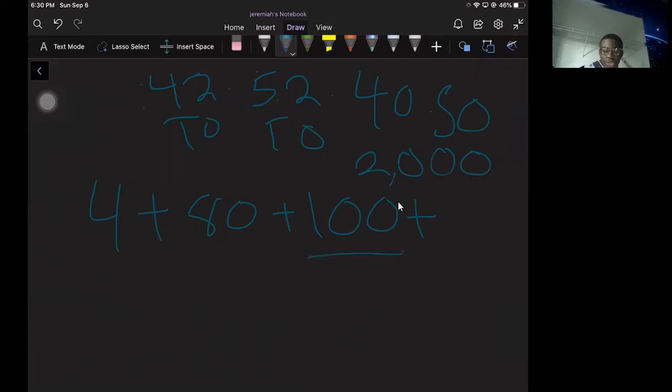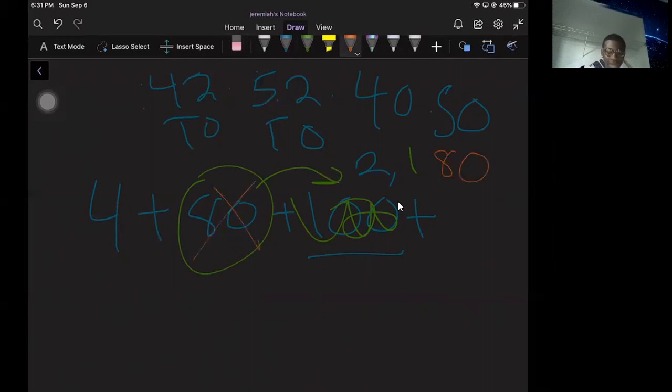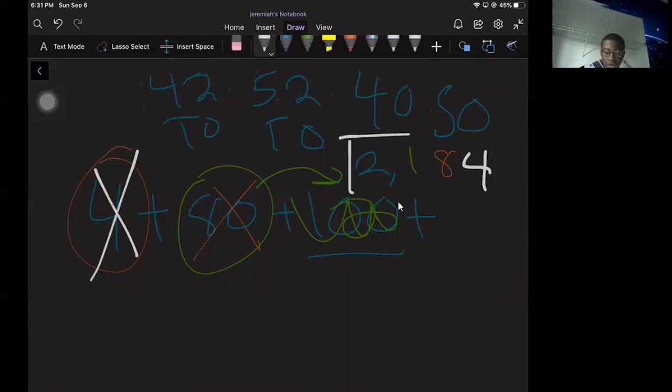If we add this 100 to the 2,000, we actually have 2,100. So now we did that part. Now add 80 to this. We actually will have 2,180. Now that we did that, now we have to add on our 4, which is, we've done that. This is our answer. 2,184. See, it's simple and easy.